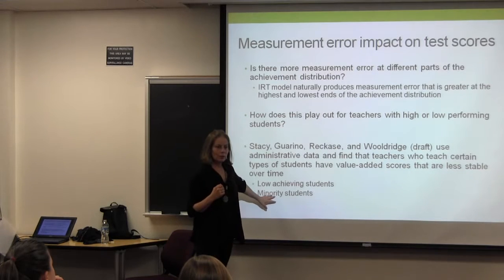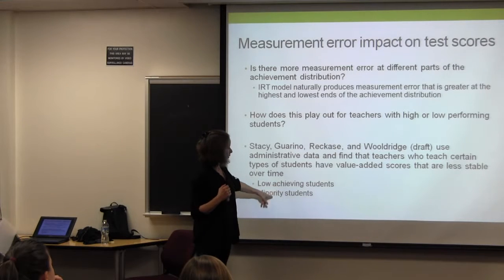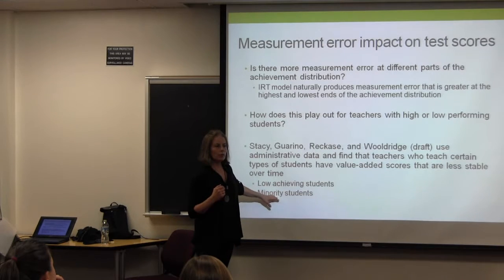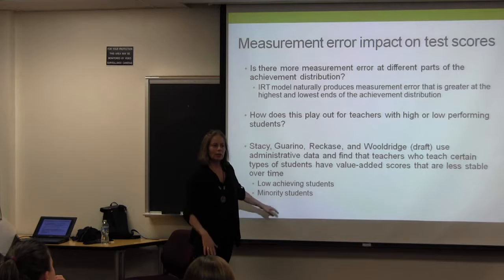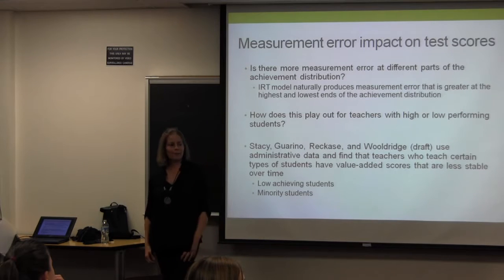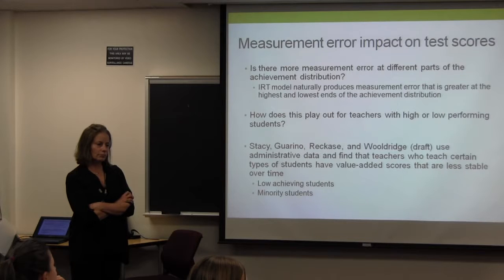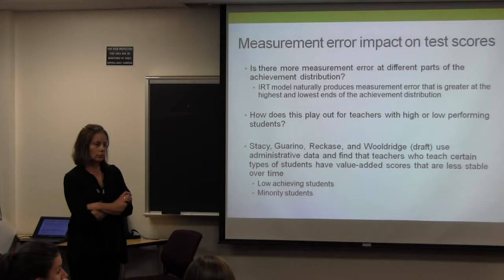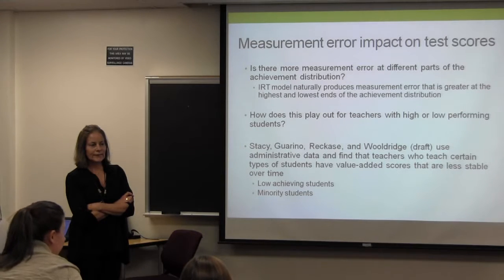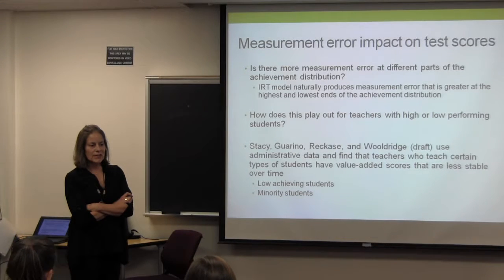Minority students also show, even when you control for achievement level, that those teachers have less stability in their scores. What of these issues are particularly salient to the value-added model, and what of these issues are just things that we can kind of map out? But I'd love to hear your take on it. Which things are really important? Which are just endemic and things that we continue to struggle with?